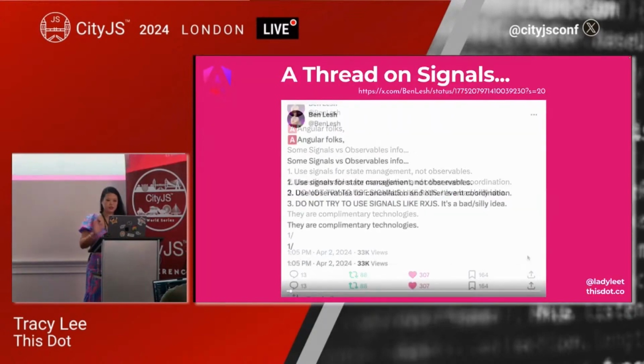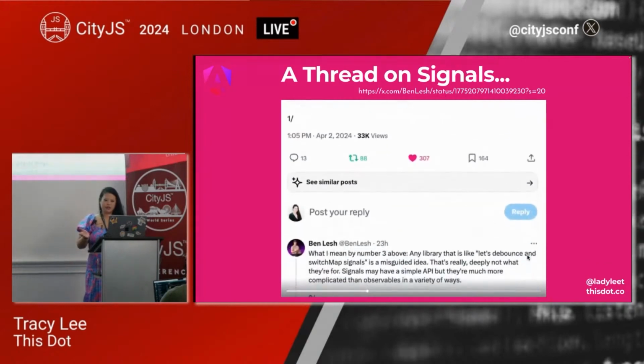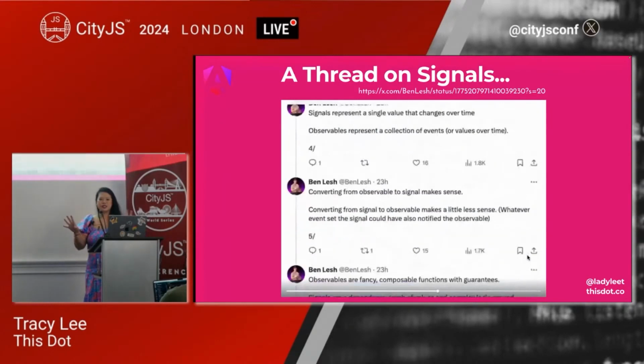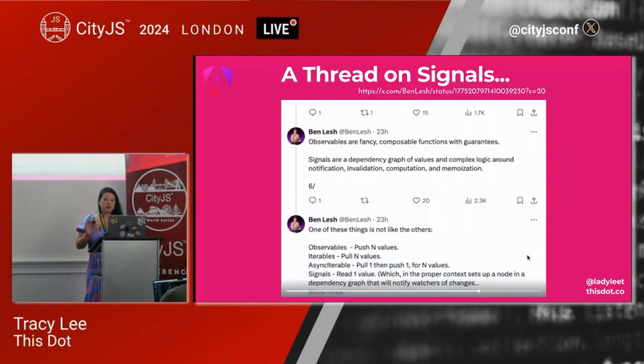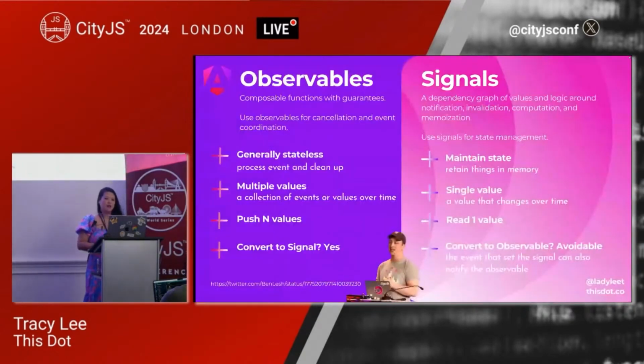So I got off the phone with Ben the other day, and then he wrote this really long Twitter thread about signals versus observables. So if you would like to argue on the internet, you can also find this thread and argue with him on the internet as well. But I also made this pretty slide summarizing observables versus signals.